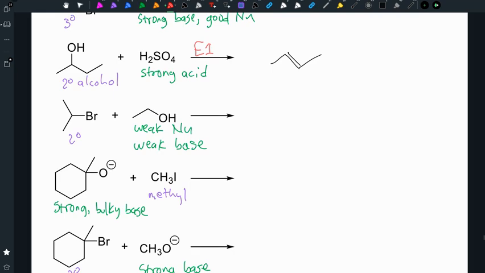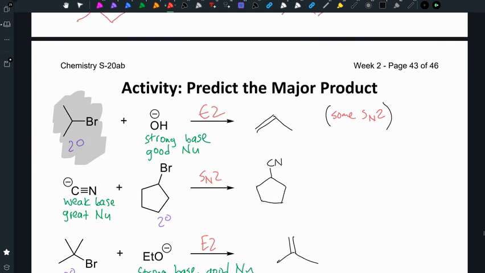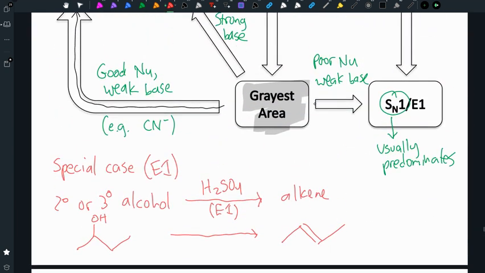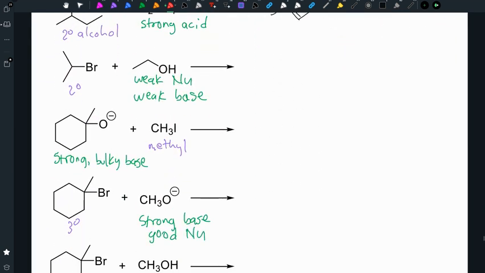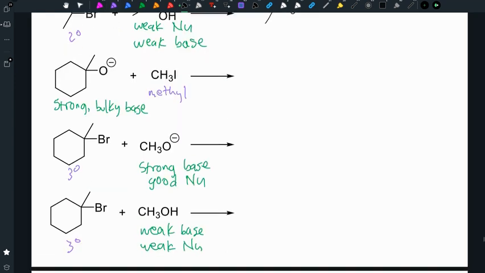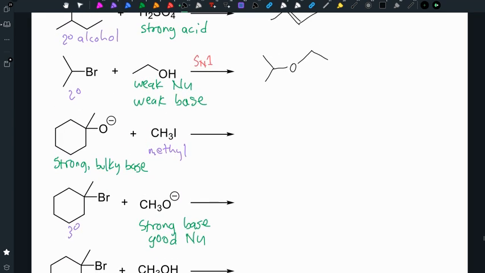This next case I have secondary, but I have a weak nucleophile and a weak base. So that's where I am going on this right pathway to predict SN1 as my major product with some E1 as well. But SN1 is going to yield this ether as a product. This next one, I see a strong bulky base, which might make me think E2, but since my substrate is a methyl halide, I know that SN2 is the only possibility.